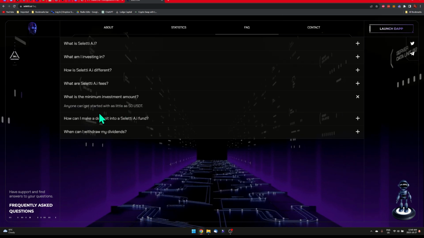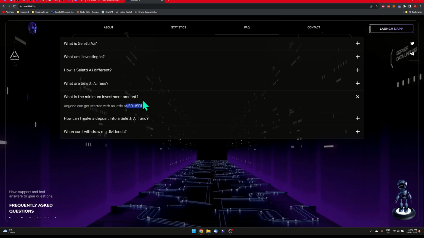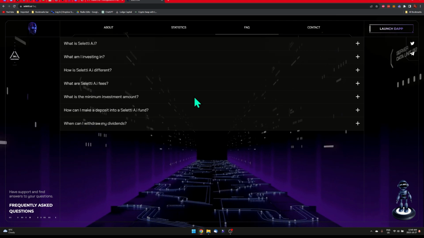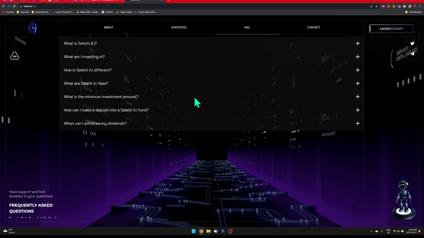What is the minimum investment? You can get in with a minimum of 50 USDT. Now, this is one thing. They actually allow you to deposit in USDT on the ERC20. So that's the Ethereum blockchain. Obviously, there's a lot of gas fees involved.